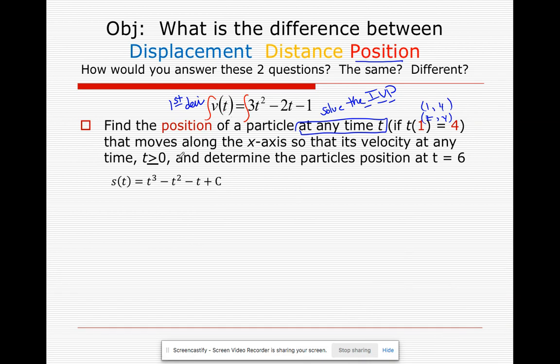Velocity is the first derivative, so when I took the antiderivative, I undid the derivative and just got position. Powered up, plus c, use my initial value. Y is 4 when t is 1, so I plugged in 1, solved for c, and got c is equal to 5. Therefore, my position equation, there it is.